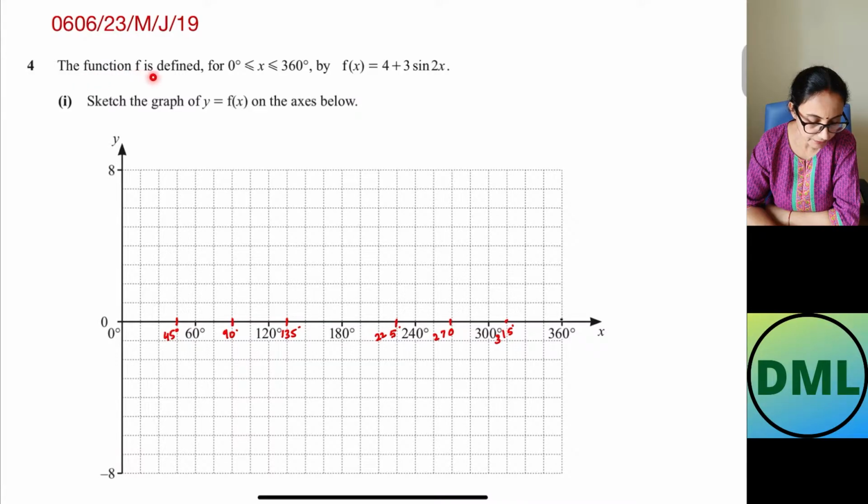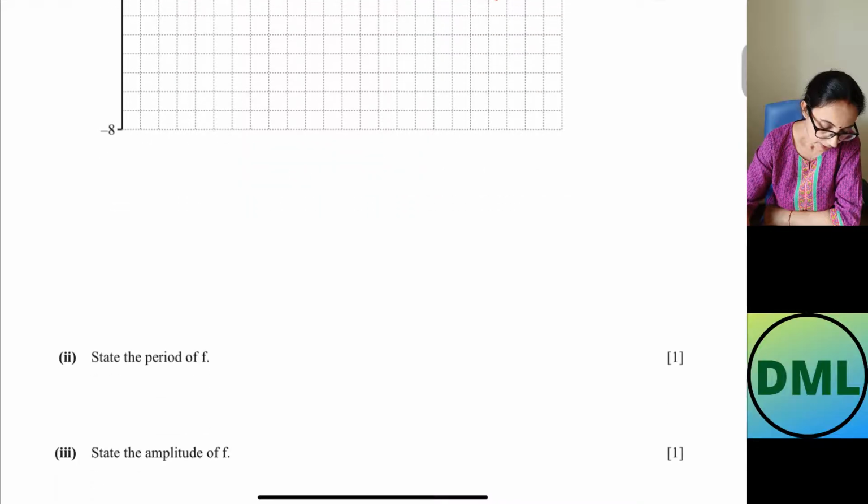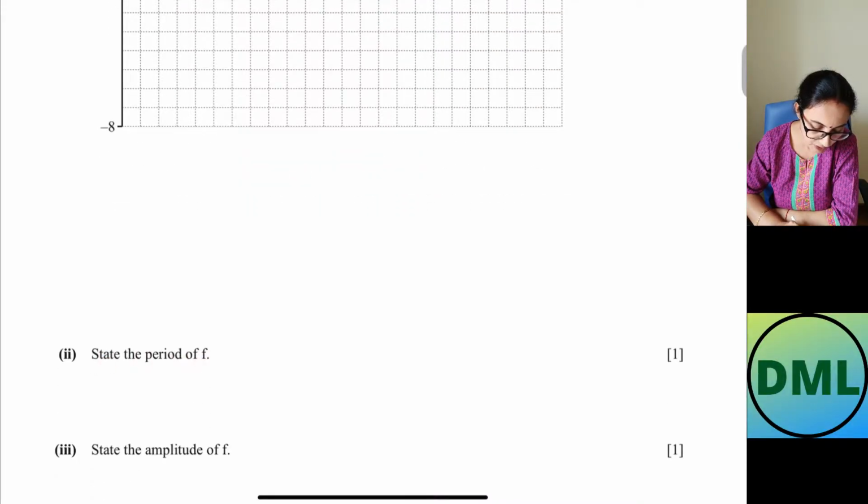The function f is defined for x greater than or equal to 0, less than or equal to 360 degrees, by f(x) is equal to 4 plus 3 sine 2x. Sketch the graph of y is equal to f(x) on the axis below. State the period of f as well as state the amplitude of f.